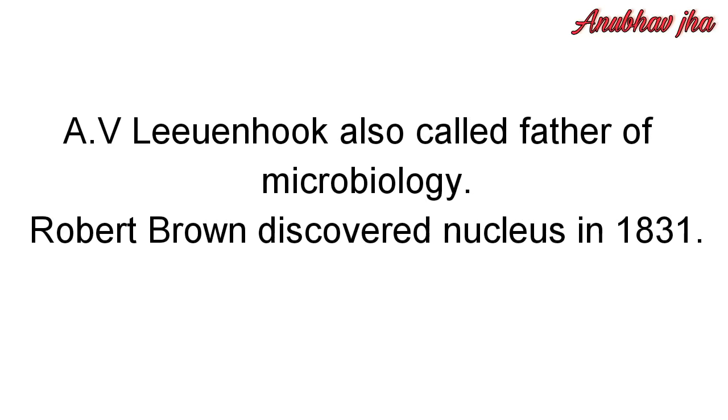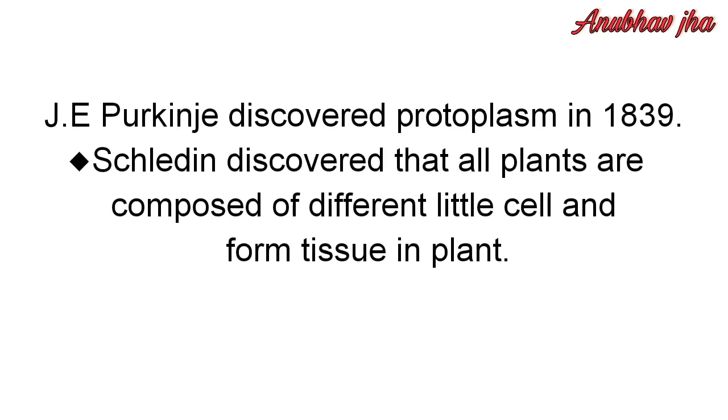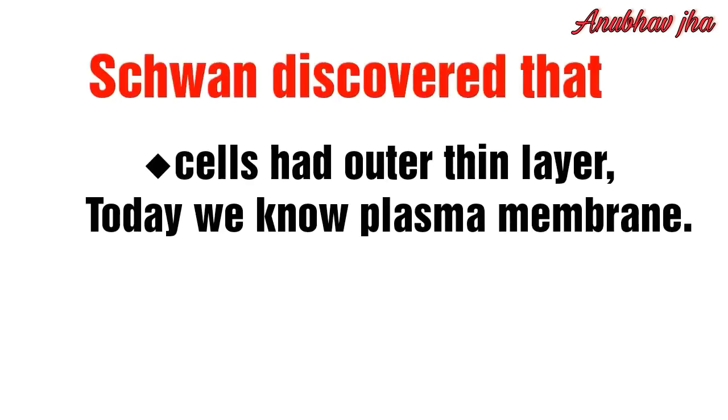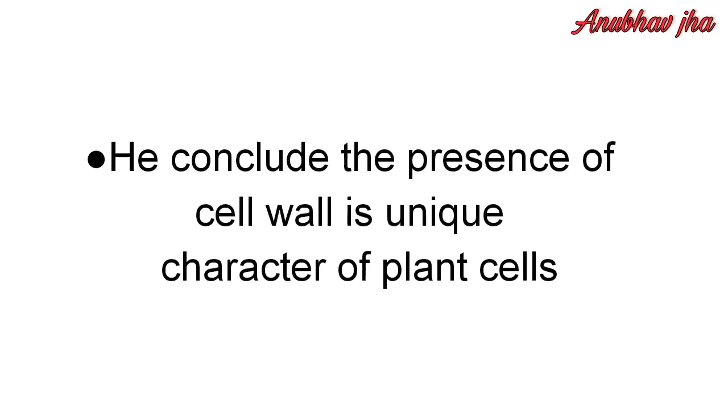Robert Brown discovered the nucleus in 1831. J.E. Purkinje discovered protoplasm in 1839. Schleiden discovered that all plants are composed of little cells that form tissue in plants. Schwann discovered that cells had an outer thin layer, which today we know as the plasma membrane. The bodies of animals and plants are composed of cells and products of cells. He concluded that the presence of a cell wall is a unique character of plant cells.